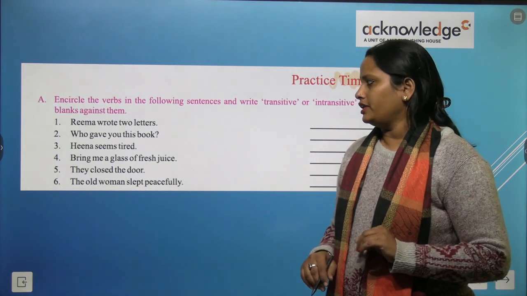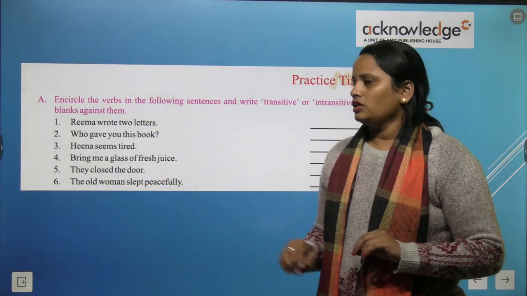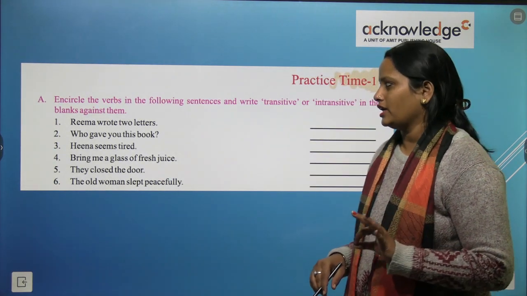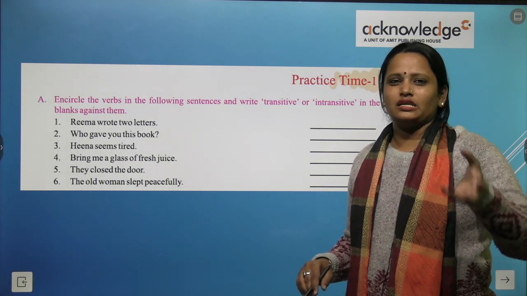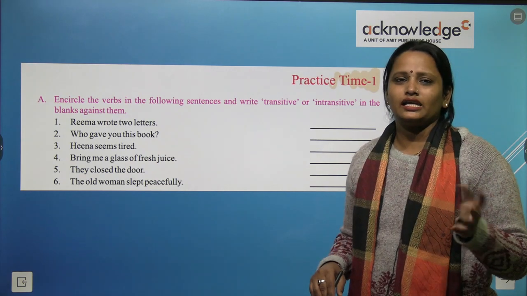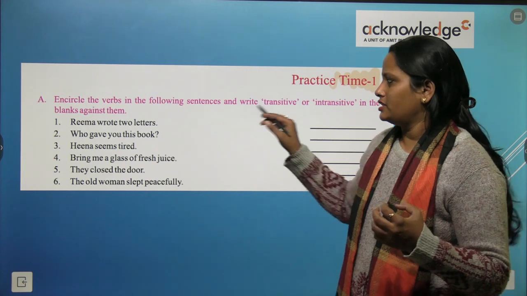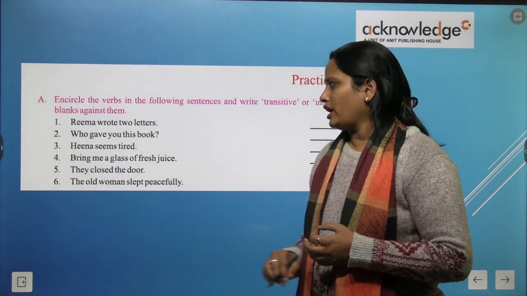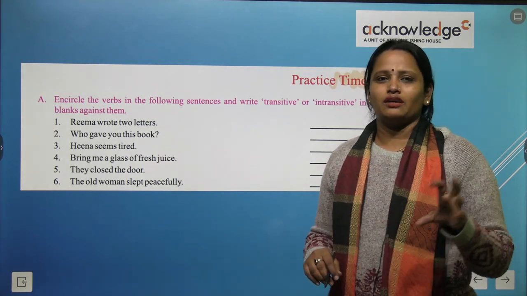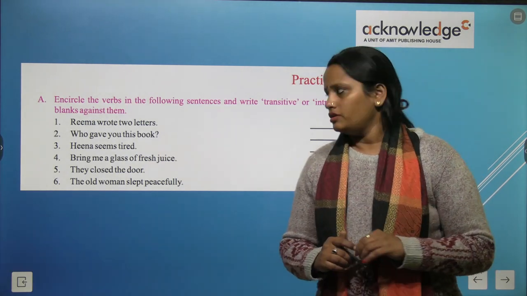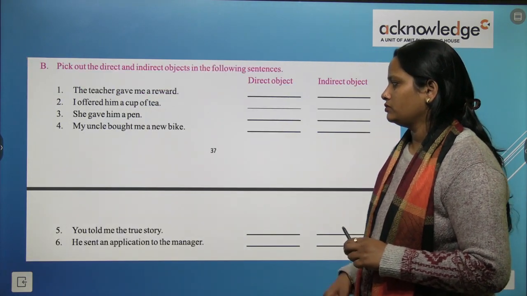So here we have Rima wrote 2 letters. Here wrote is the verb, we will write wrote, and it is transitive, because if I say Rima wrote, we cannot tell what she wrote. So here this is transitive. Who gave you this book? In this, gave is the verb and it is also transitive. Rest of the questions you have to do on your own.